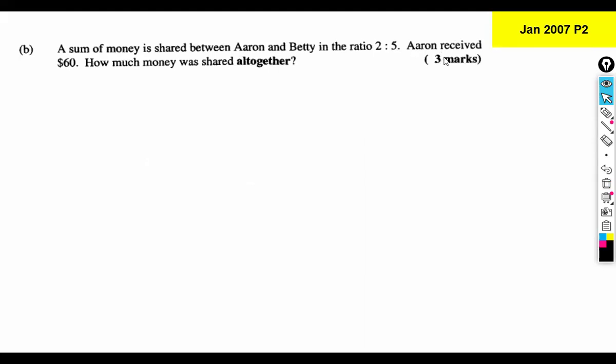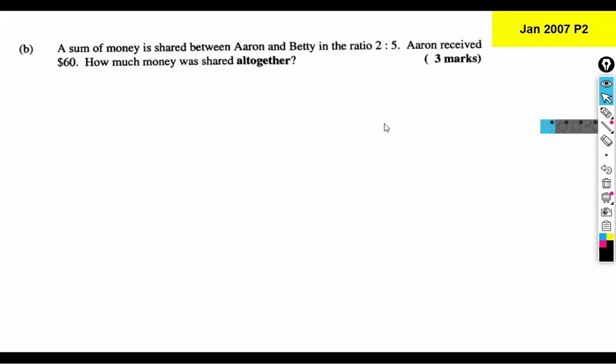Right, ratios. So Aaron, remember, it's 2 people, Aaron and Betty. Aaron's share is the 2. Now, how many shares are there in all? Well, 2 plus 5 is 7. So 7 is the total amount of shares.